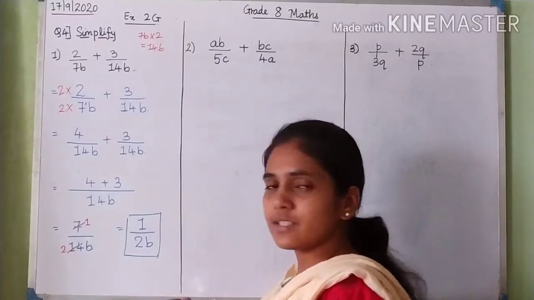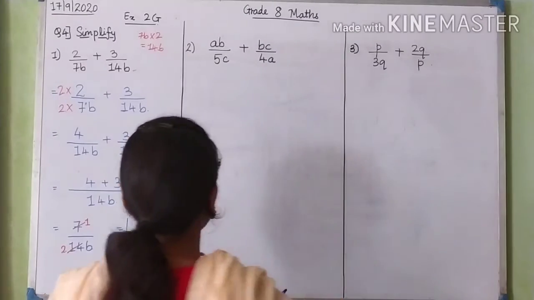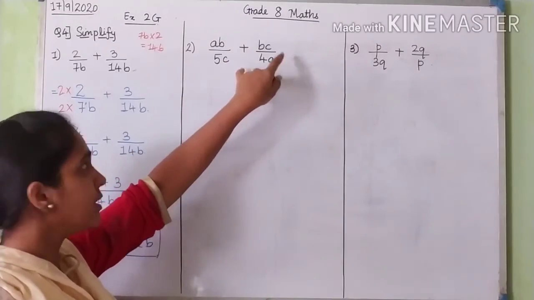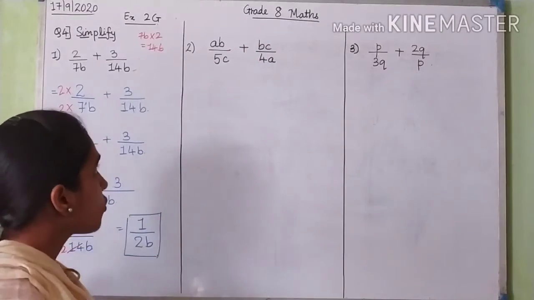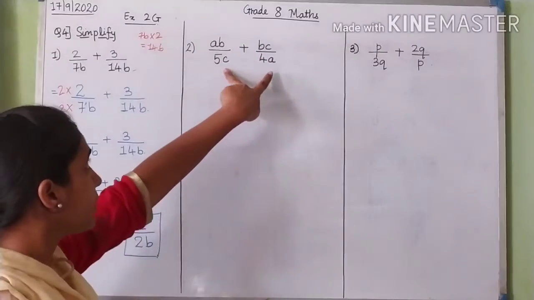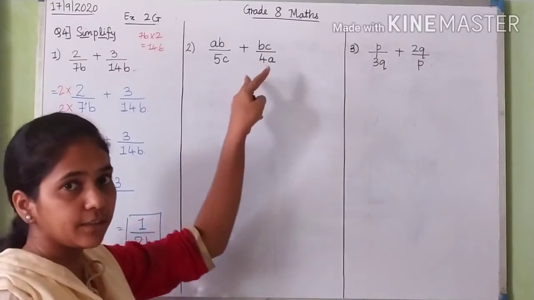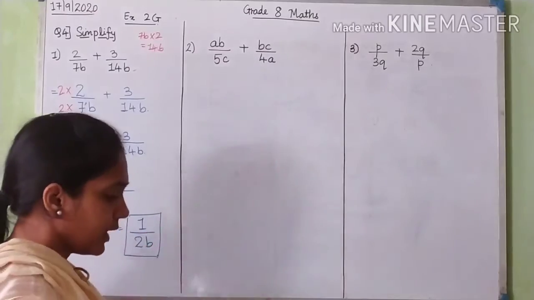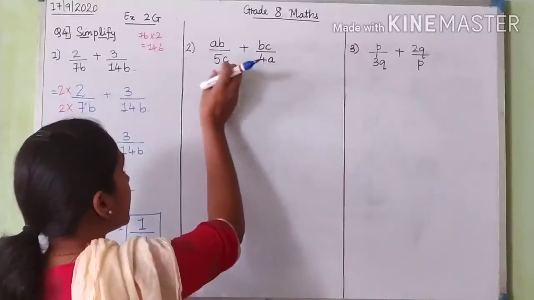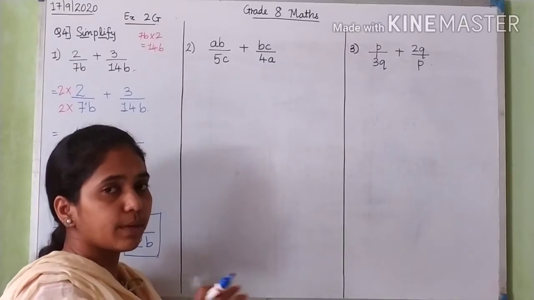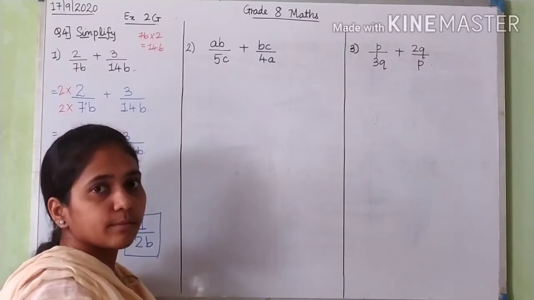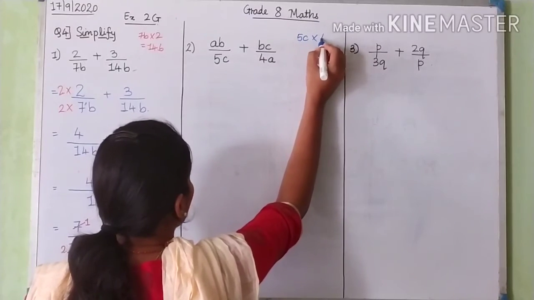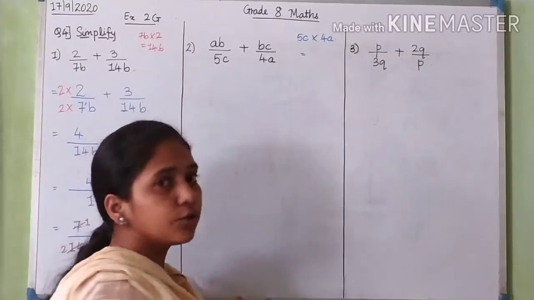So the procedure is again the same. Now we go to the second one. In the second one, we can see that the denominators have variables and the numerators also have variables. So what do we do in this case? And here the variables are different. In the denominators, one has a c and the other has an a. So in this case, we multiply them by each other. Like I will multiply 5c by 4a. So what do we get? 5c into 4a.